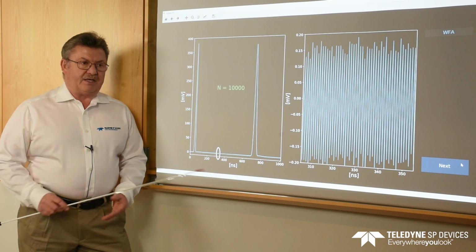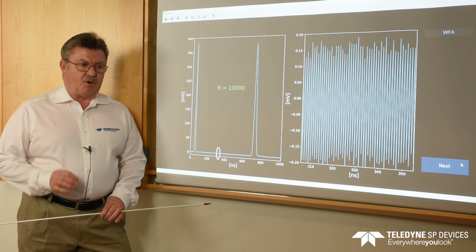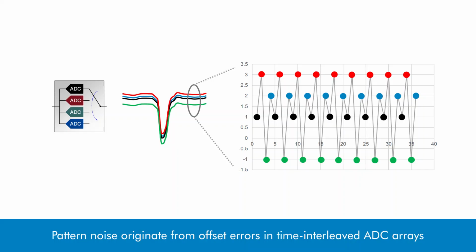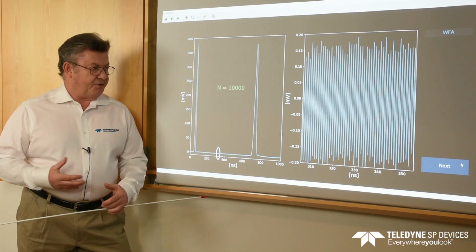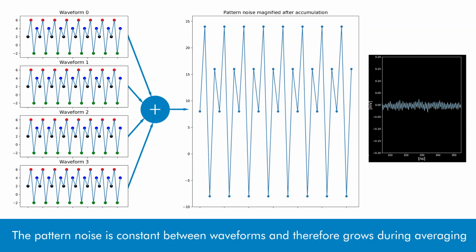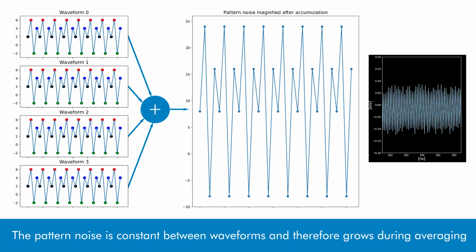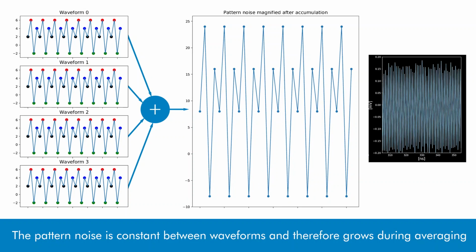The pattern noise can come from such things as small, minute offsets between interleaved ADCs and other aspects of the signal. Those offsets are constant, and thus, when you do accumulations, that pattern noise grows.